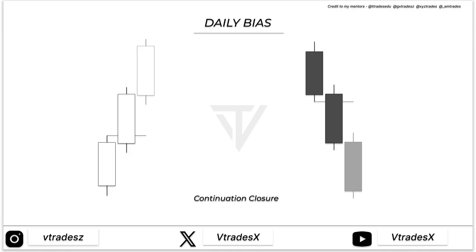Continuation closures. Bullish continuation occurs if today's candle closes above yesterday's high. It tells me price is strong and likely to continue higher. Bearish continuation occurs if today's candle closes below yesterday's low. It signals weakness and I'll be looking for price to continue lower.